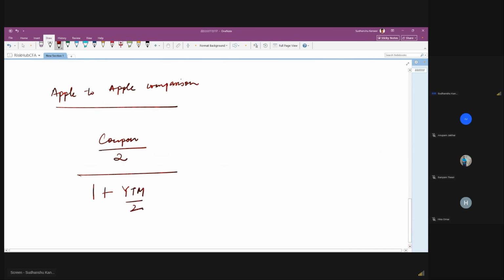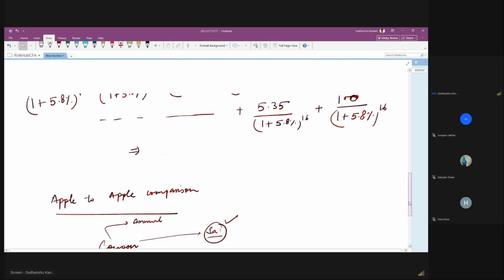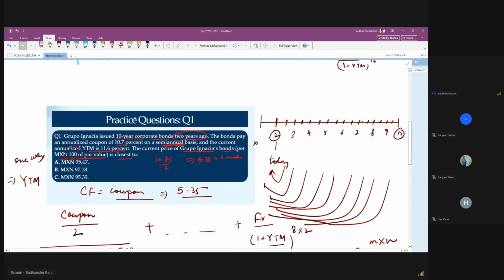Okay, because both were also given to you in annual terms. But as a principle, it was told to you that this is semi-annual. Now this has been given to you as semi-annual in the question. The question says to you that the coupon is coming semi-annual, right?